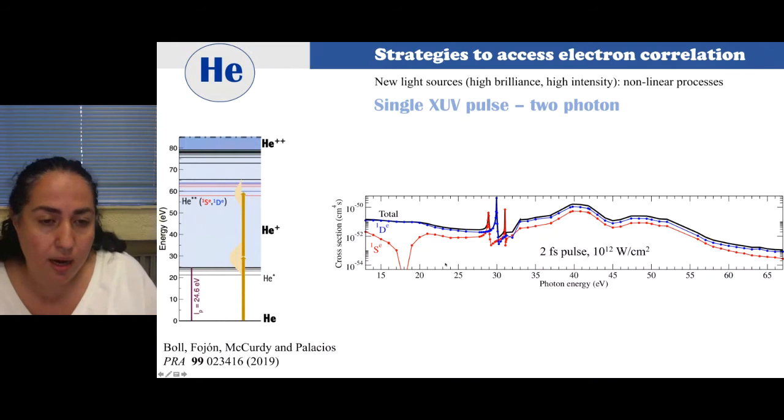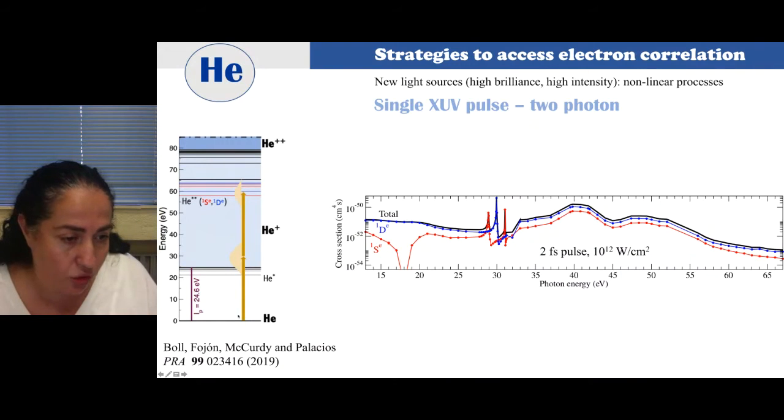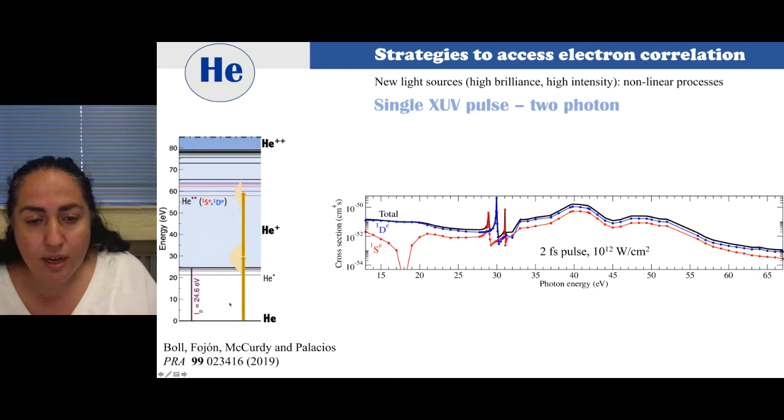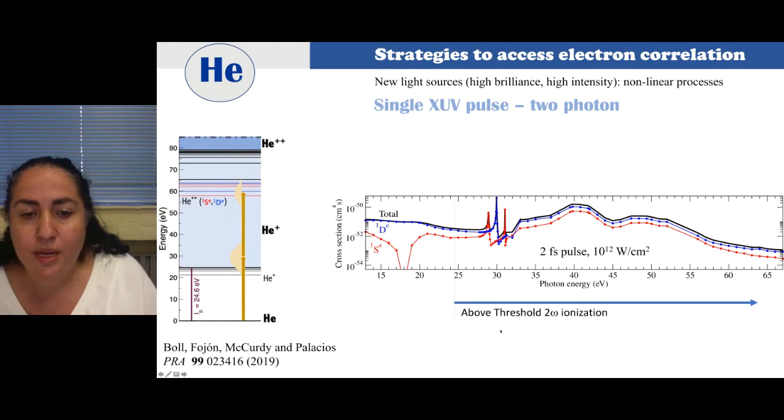When two photons are absorbed, one can reach two different final symmetries, S and D. The black line corresponds to the total cross-sections. At these low photon energies, we have just two-photon absorption below threshold, and after 24.6 eV, what we have is two-photon single ionization, where the first photon already lies in the continuum.